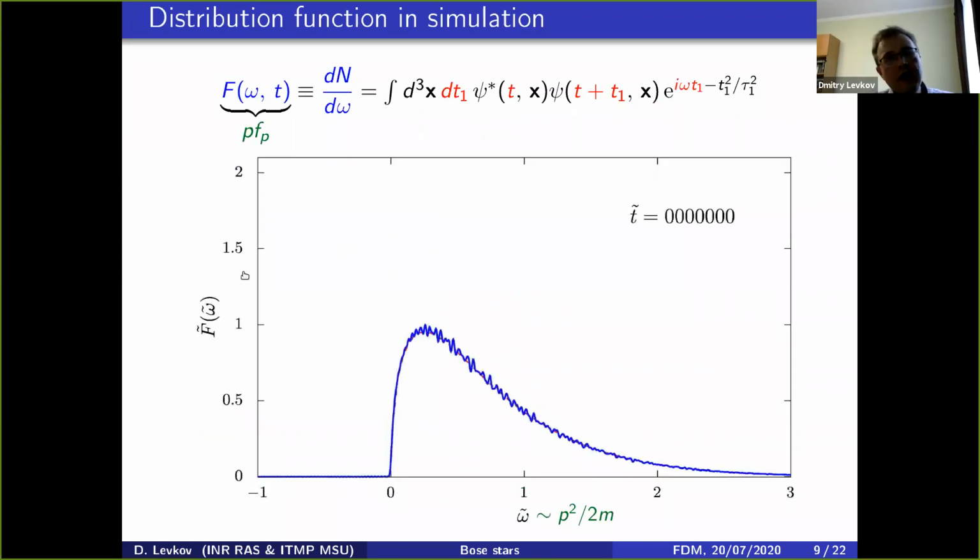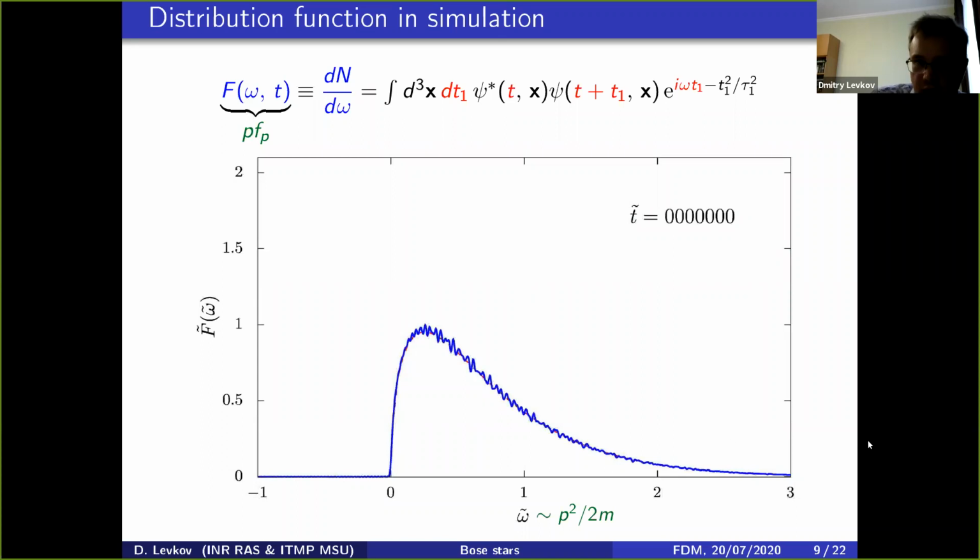So this is the numerical check. First, let me show the evolution of the distribution in the simulation. This is the simulation that we performed by solving the Schrödinger-Poisson system directly, not a kinetic equation. After solving it, we calculated the distribution function over energies.